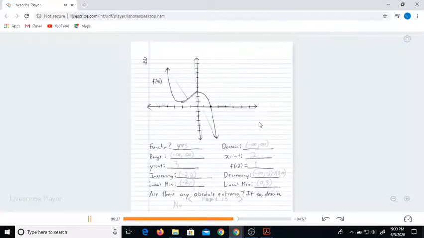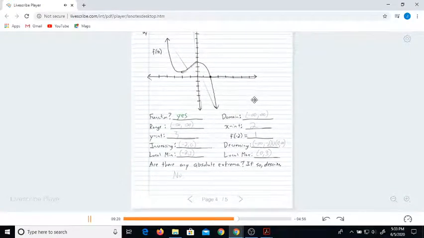So this is a function. Its domain is all real numbers. Its range is also all real numbers. It goes down forever and up forever. X-intercepts, there's only 1 at 2. Y-intercepts, there's only 1 at 3. F of -2 is 1.